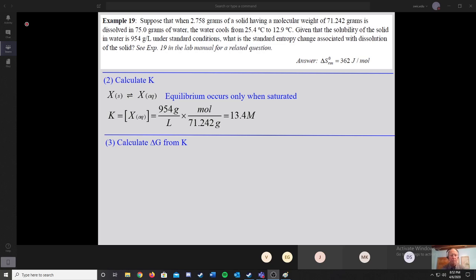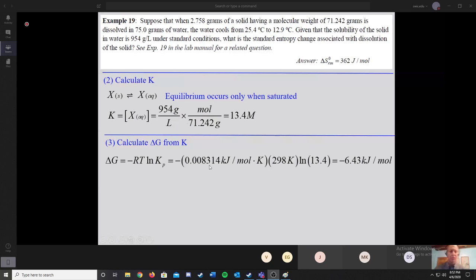Okay, now step 3, we can calculate delta G from K. So delta G is minus RT log K. If we plug all of that in, we have R, the gas constant. The decimal points moved over 3 spots, and we use kilojoules instead of joules. So that's 0.008314 kilojoules per mole Kelvin times the temp, which is standard temp 298 K, and the log of K is 13.4, and all of that comes out to minus 6.43 kilojoules per mole.